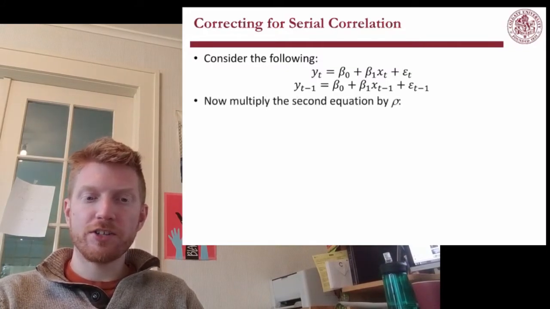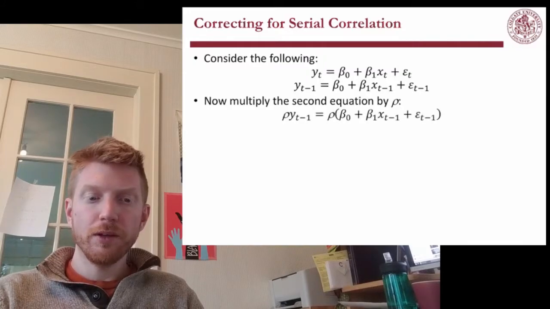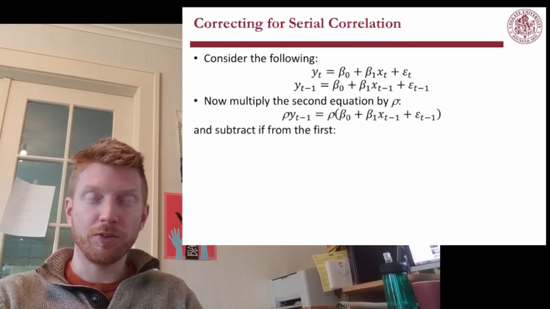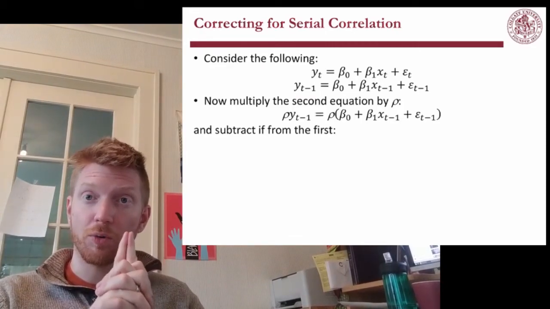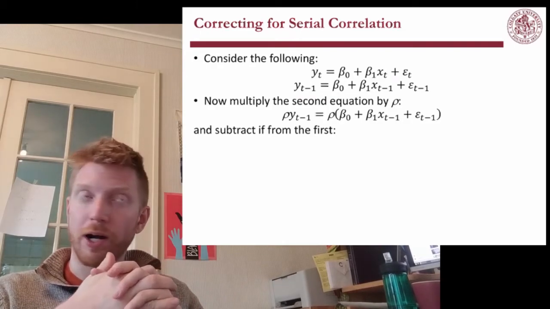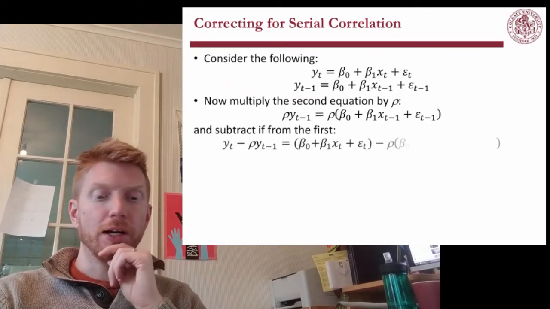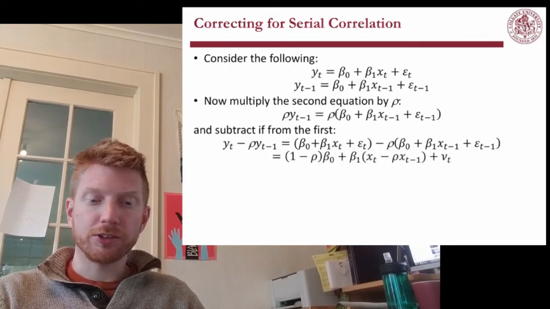Now we're going to multiply this second equation by rho. This is the same rho that showed up before in the autoregressive equation. And we're doing this for a very specific reason: we're trying to purge our equation of serial correlation. So we're going to subtract it from the first. Now this should look somewhat similar to when we did first differencing. The only difference is that rho. In first differencing, we simply subtracted y sub t minus 1 from y sub t. Here, we are modifying it by multiplying by rho. So on the left-hand side, we have y sub t minus rho times y sub t minus 1. And we can rearrange the right-hand side as follows.